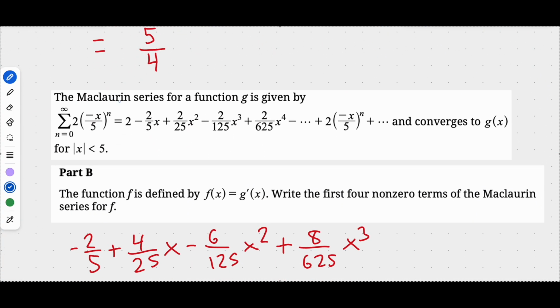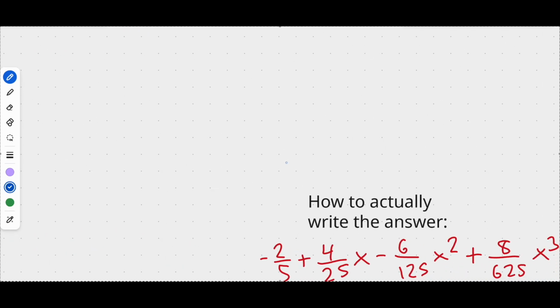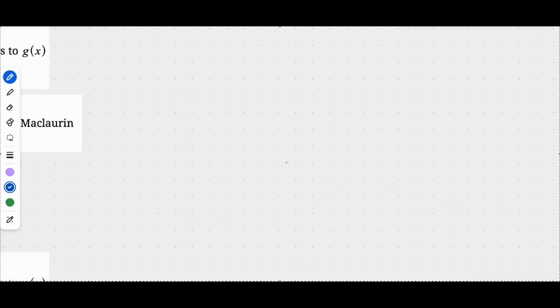So now we're going to do a derivative. The derivative of 2 is 0. Derivative of negative 2 fifths x is negative 2 fifths, right? And then it's power rule, right? Cool. So that's your answer. And the way I would write it is exactly the same.